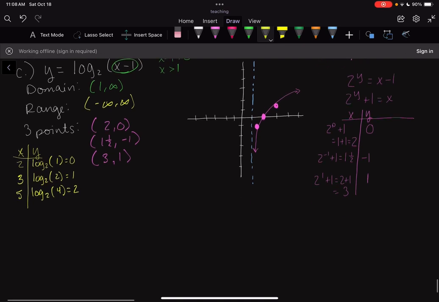Let's do a harder one. So this one, part D. That's a 3 right there. Let me rewrite it: log base 3 of 2x minus 1, plus 1. And we'll do all the same stuff.